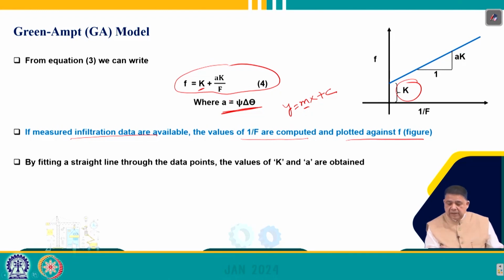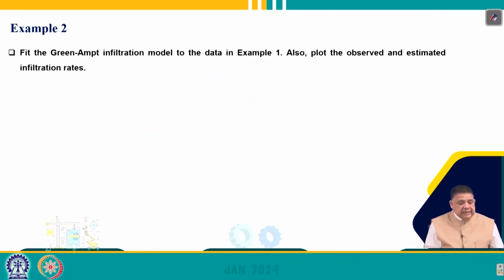AK, because 1 by F we are plotting. So, the slope represents AK. So, by fitting the straight line through the data points, we can get the values of K and A from this plot. Let us take an example.